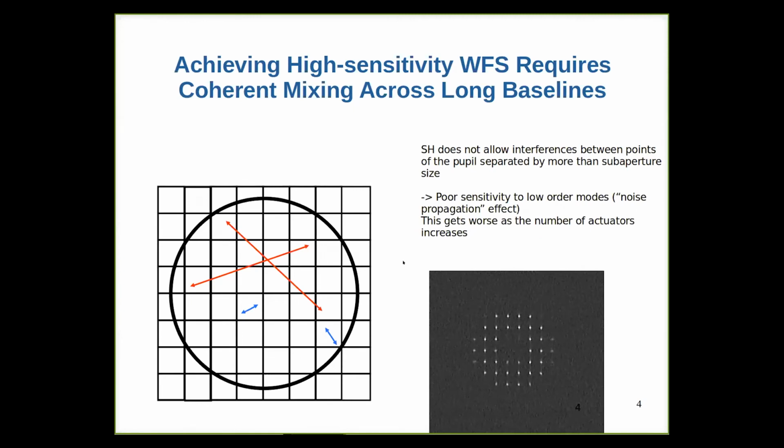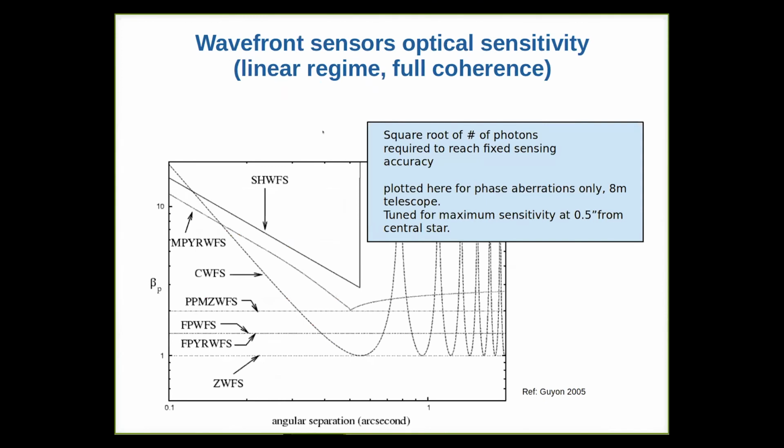Let's look at the Shack-Hartmann. The Shack-Hartmann divides the pupil into sub-apertures. So the first thing it prevents is coherent mixing between light from different sub-apertures. And that's why it has poor sensitivity to lower modes. And it gets worse as you try to put in more sub-apertures. So again, there's a theme here. We're looking at a wavefront sensor as essentially an interferometer and looking at what interferences are made. And so we can look at various wavefront sensors and figure out what their sensitivity is.